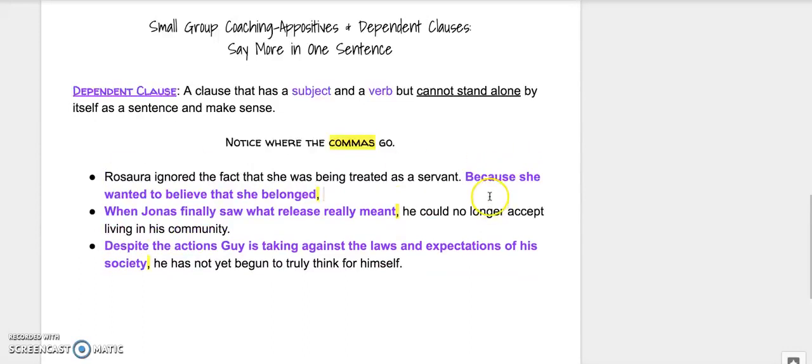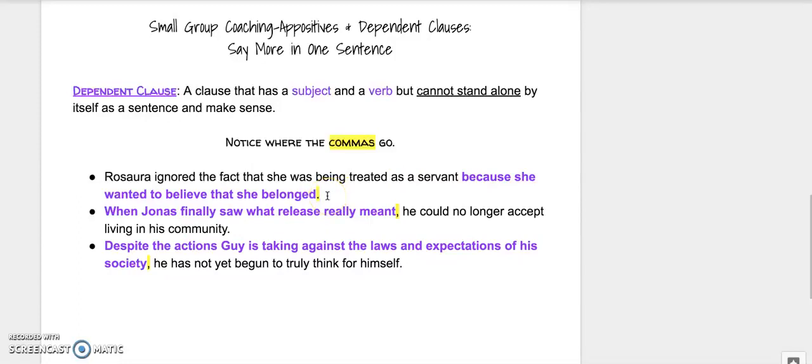Now I need to do some changes with punctuation. Because I started with my independent clause, I do not need a comma. And I'm making it all one sentence, so I need to make this a lowercase b. And since this is the end of my sentence here, I need to change it from a comma into a period. That still works. Rosaura ignored the fact that she was being treated as a servant because she wanted to believe that she belonged. I do not need a comma here because I started with the independent clause and I just have my period here.